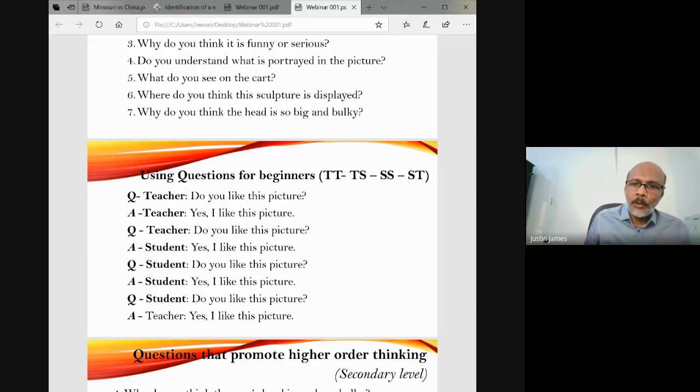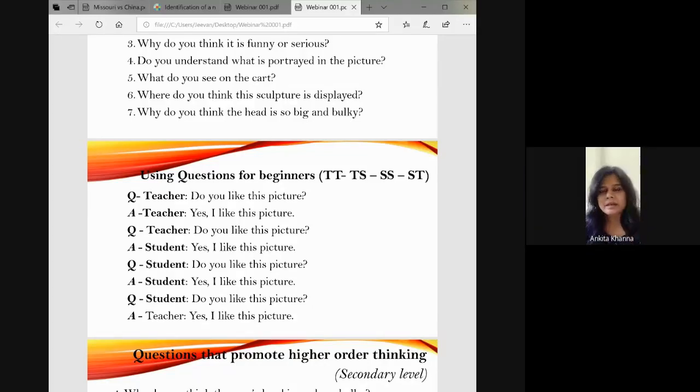Another way is to show them videos that interest them, even something like Tom and Jerry, or there is a very beautiful video, Noddy. It's an excellent video. It's a kind of tele-serial which has a conversation in it, very simple conversation. So you can choose videos, cartoons.